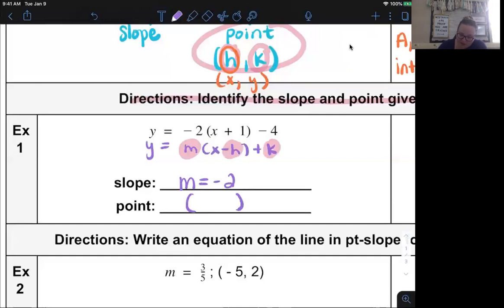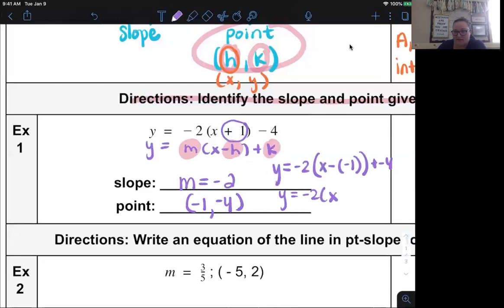Our point, h, k, well, h would be, in the equation, positive 1. So how would you get a positive 1 if you plugged in negative 1 for that negative h here? And then k is negative 4. So let me show you how that would work. You'd have y is equal to negative 2 times x minus h, which is negative 1, plus k, so plus a negative 4. Well, let's simplify that.